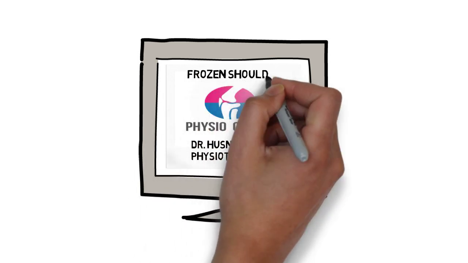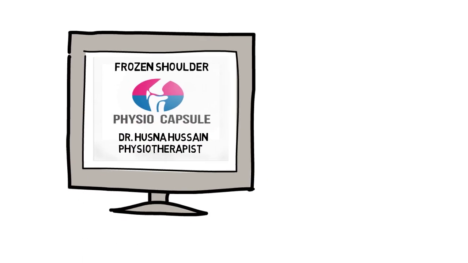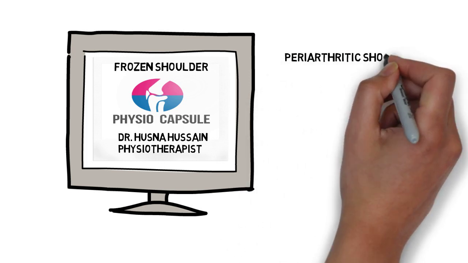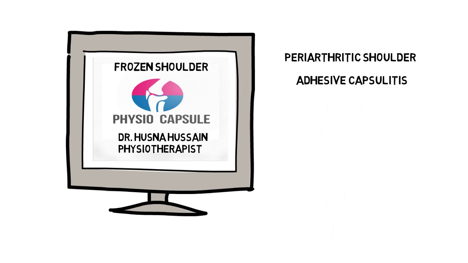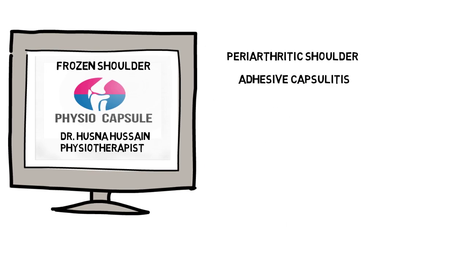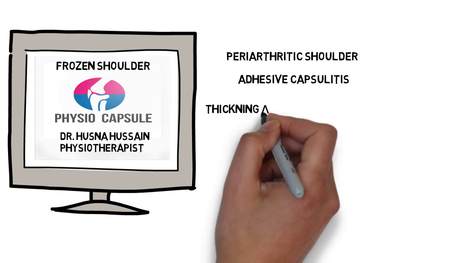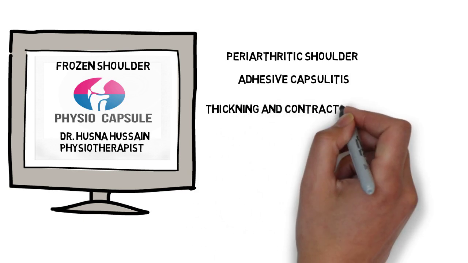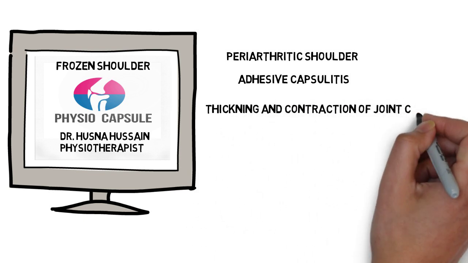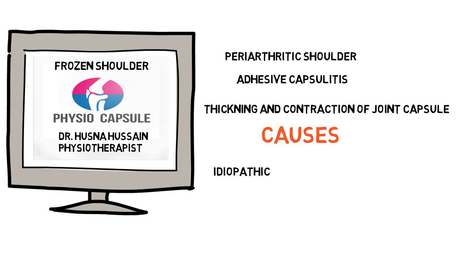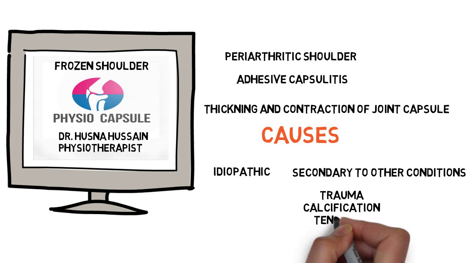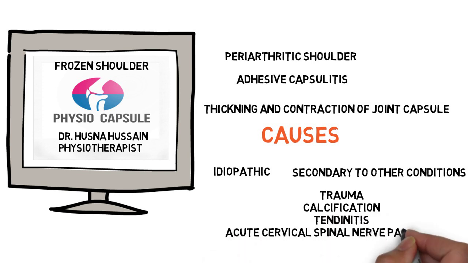In this video, we are going to discuss frozen shoulder. This condition can also be called periarthritic shoulder, or adhesive capsulitis. Basically, the condition is because of thickening and contractions of the joint capsule. It can happen because of idiopathic reasons or secondary to other conditions such as trauma, calcification, tendinitis, acute cervical spinal nerve pathologies.